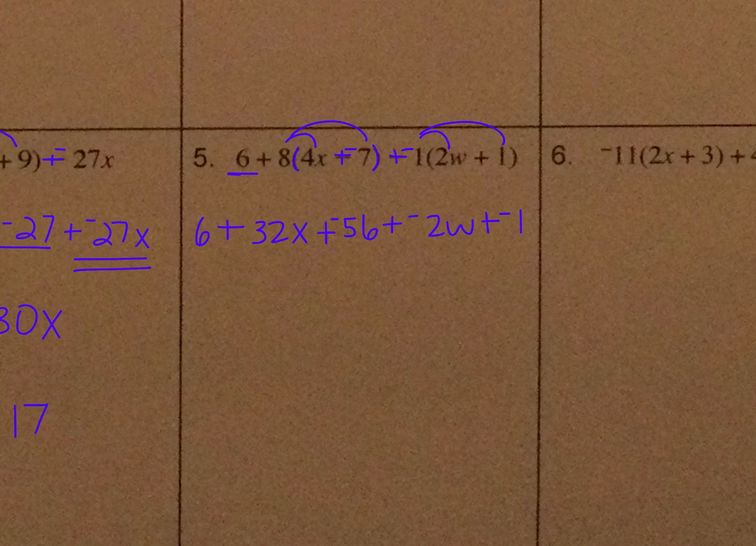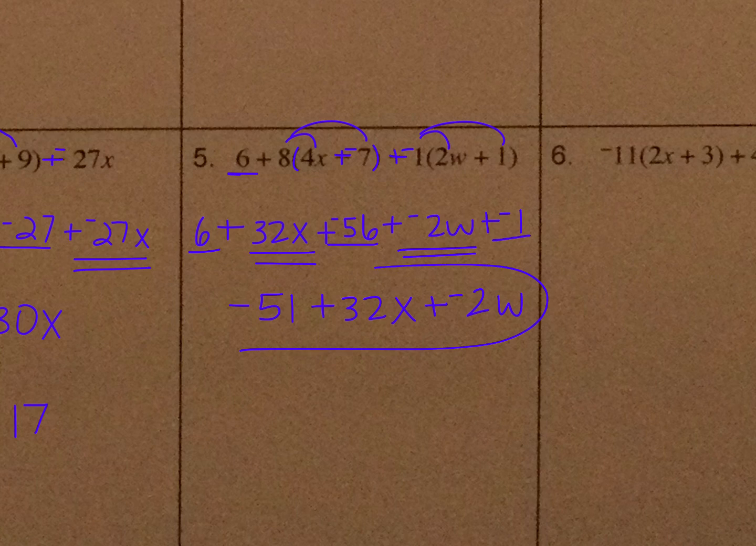All right, now we got lots of like terms to put together. I'm going to start with my 6. He matches negative 56 and negative 1. 6 plus negative 56 plus negative 1. That gives me a negative 51. Now I got this 32x. There is no one else with the x last name, so that means I just have to bring it down. And I've got this plus negative 2w. There's also no other 2w's. So this is your answer. That's as simple as we can make it.